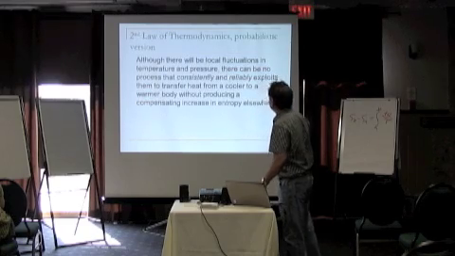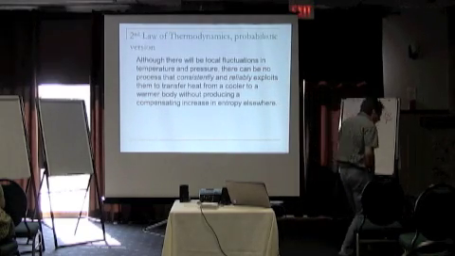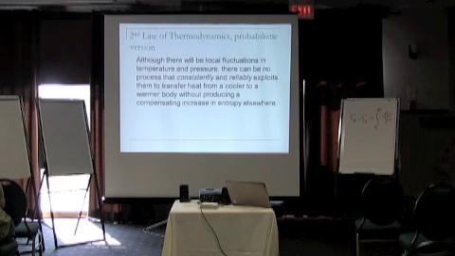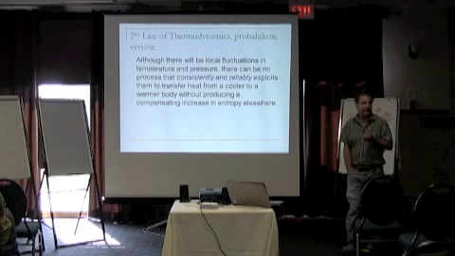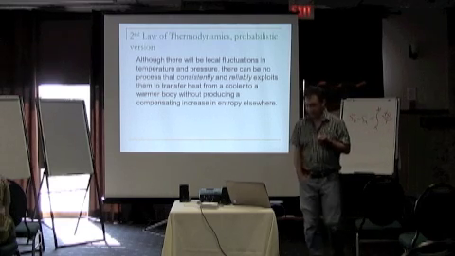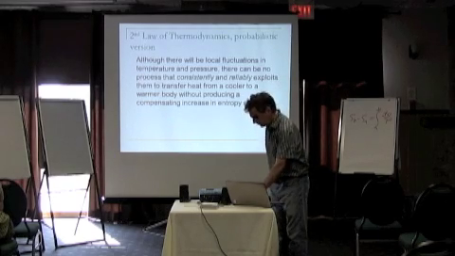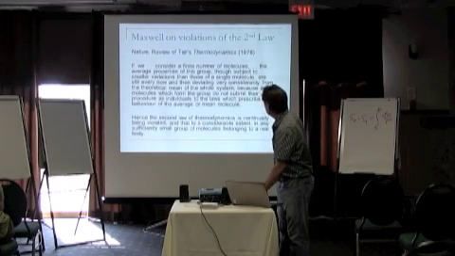And so I think something of the flavor of this is what most physicists these days have been thinking: that even though there are going to be local fluctuations of temperature and pressure in a gas or other liquids, you can't rig up any kind of process that would consistently and reliably exploit them to transfer heat from a cooler to a warmer body without producing a compensating increase in entropy elsewhere. Something like that, I think, is believed by most physicists. Maxwell again.